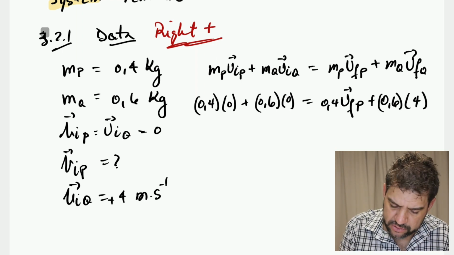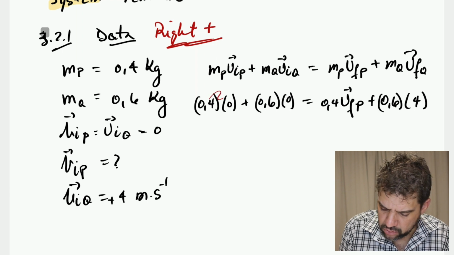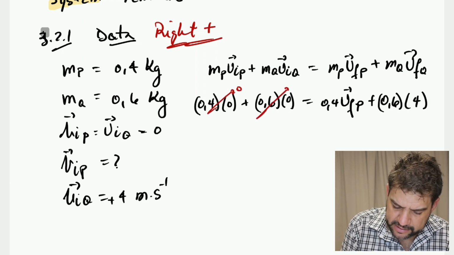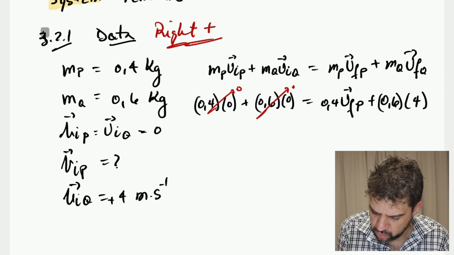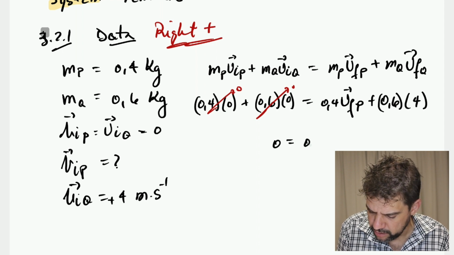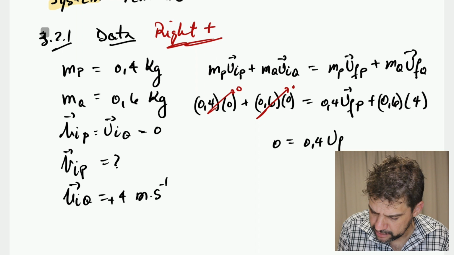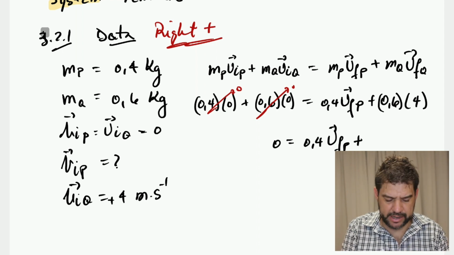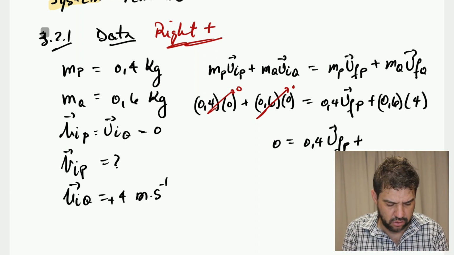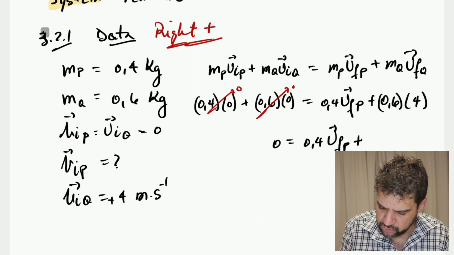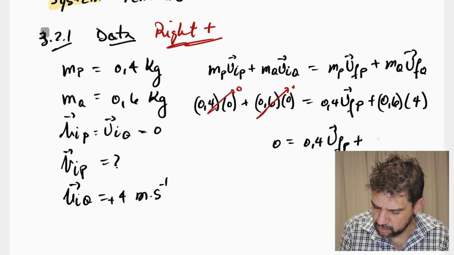So this one is to calculate. All this is 0 on the left hand side, and then this one is 0 equal to 0.4 final velocity p plus, and then this is a simple calculation. Let's do it anyway. 0.6 times 4. Guys, I did all the calculations before, but I want to make sure anyway. So this one is 2.4.